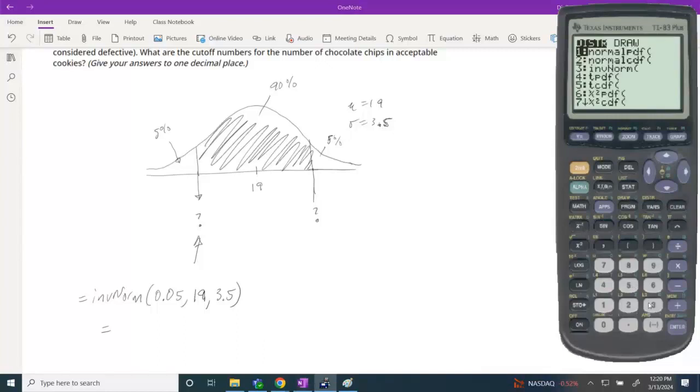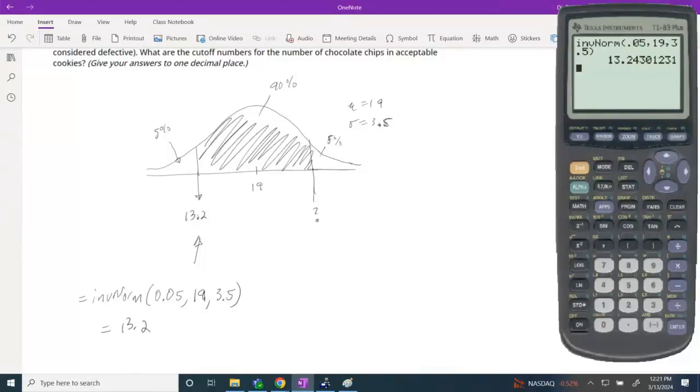So that's inverse normal 0.05, comma 19, comma 3.5, and we get 13.2. So that means that if the cookies have less than 13.2 chocolate chips in them, we're going to throw them away, right?